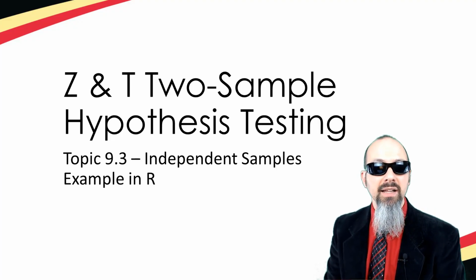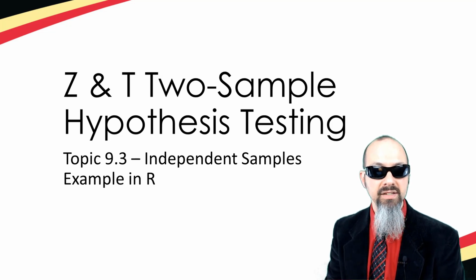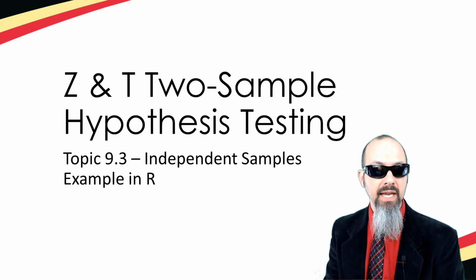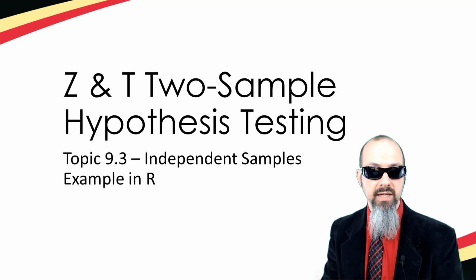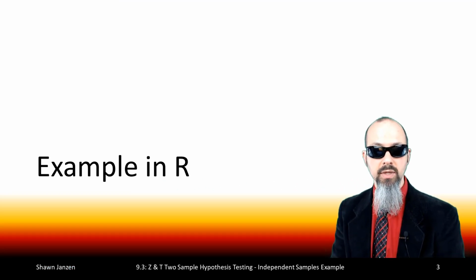Welcome back. In this video, we're doing our continued talk on two-sample hypothesis testing with a focus on Z and T. And in this video, we're going to take our discussion of independent samples and do it specifically with an example in R as we move through these processes. Now, before we talked about confidence intervals and our variance assumptions, so here we're going to do the test in R, and in the future videos, we're going to change gears up to how we can talk about this with paired two-sample tests. So let's go ahead and get started with an example in R.